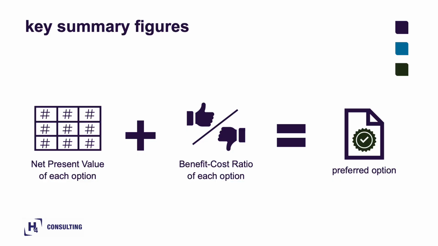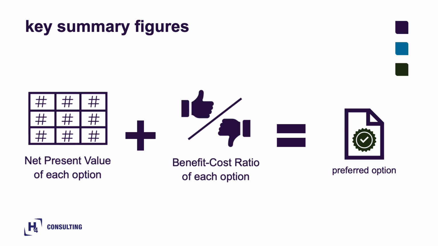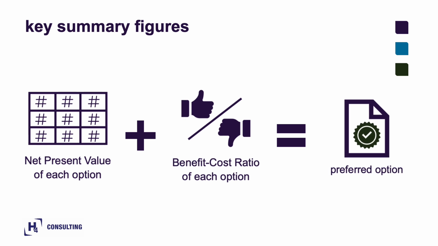In this video, we're going to demystify one of the common ratios we use to summarize the results of business case analysis, the net present value, or NPV. The net present value is one of two key figures you need to understand to make sense of a business case: the net present value of each option and the benefit-cost ratio of each option. These two ratios combined tell us which proposal represents the best value for money over time.